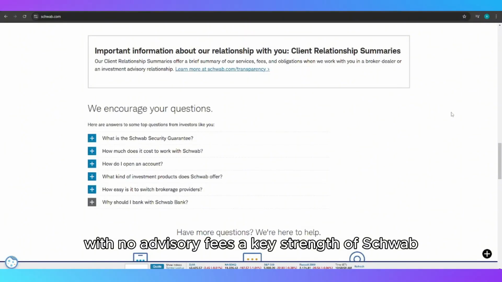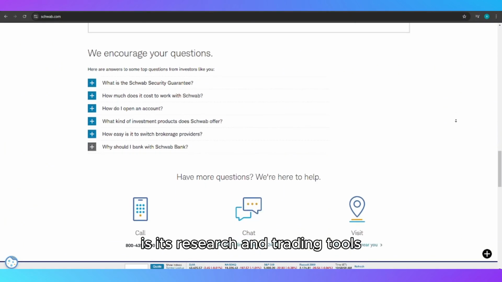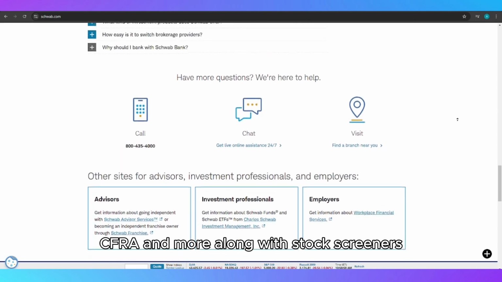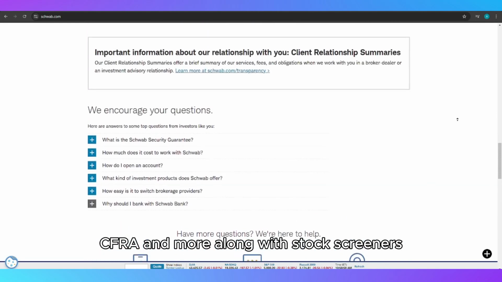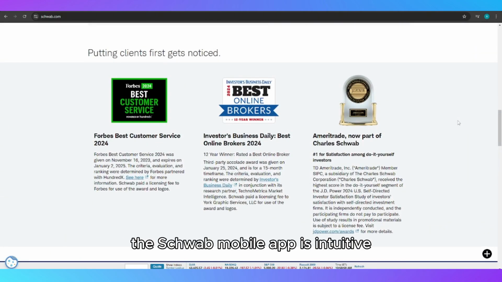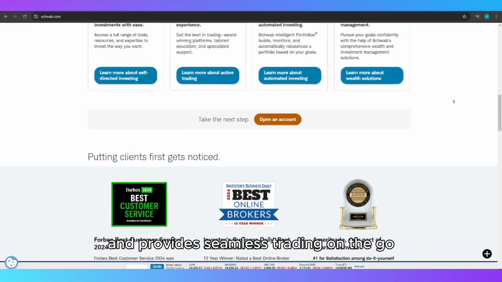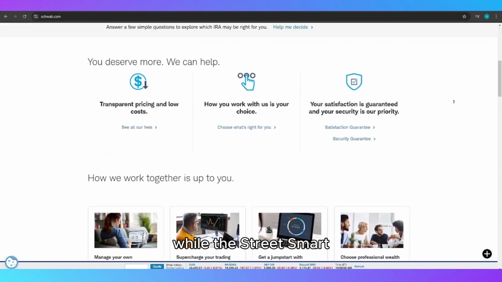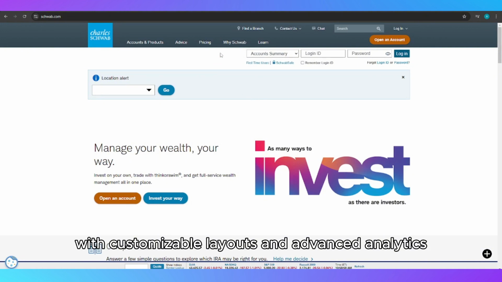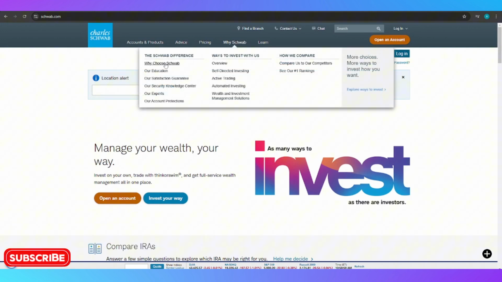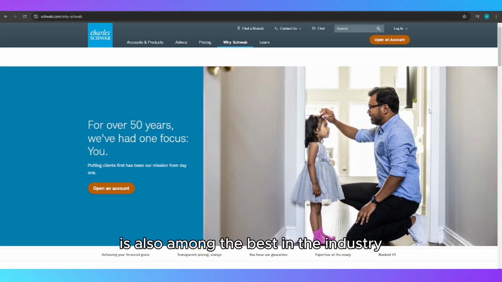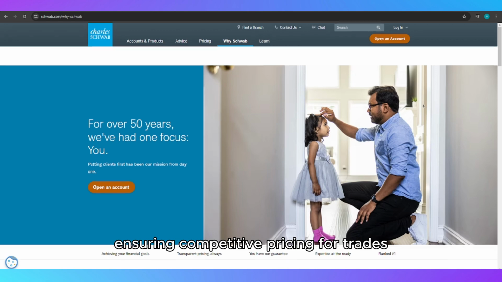A key strength of Schwab is its research and trading tools. The platform offers extensive third-party research from Morningstar, CFRA, and more, along with stock screeners, real-time data, and advanced charting. The Schwab mobile app is intuitive and provides seamless trading on the go, while the Street Smart Edge platform is designed for active traders with customizable layouts and advanced analytics. Schwab's order execution is also among the best in the industry, ensuring competitive pricing for trades.